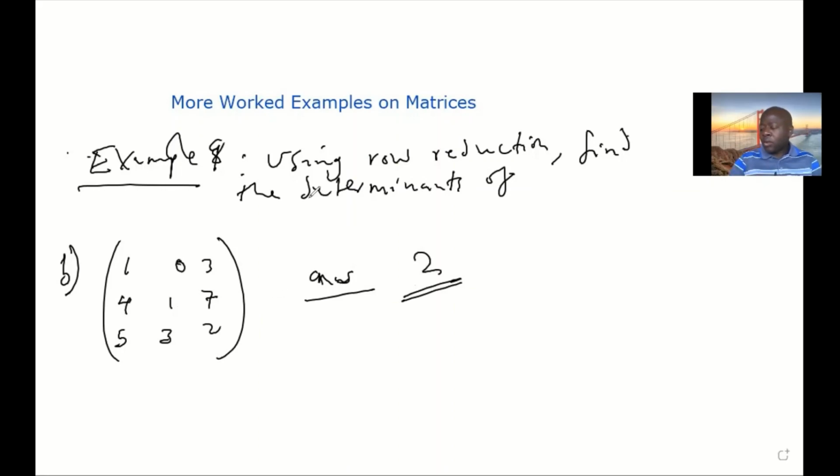Now you must use row reduction because that is what the question wants. Of course, there are so many other ways of doing this question, but the question wants you to do it using row reduction.